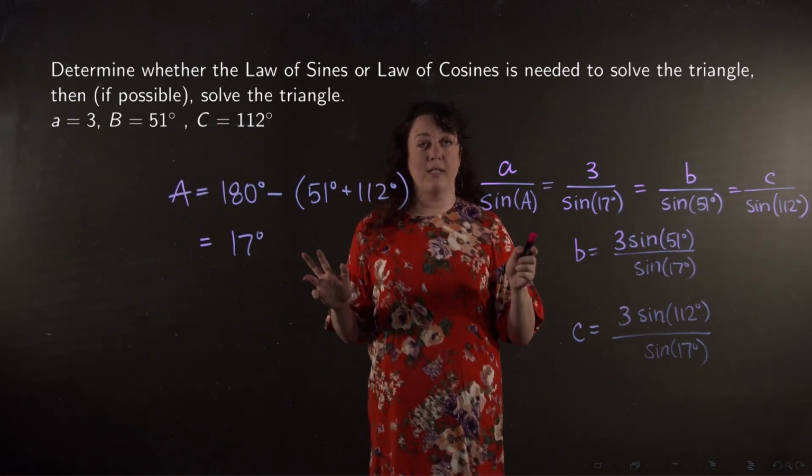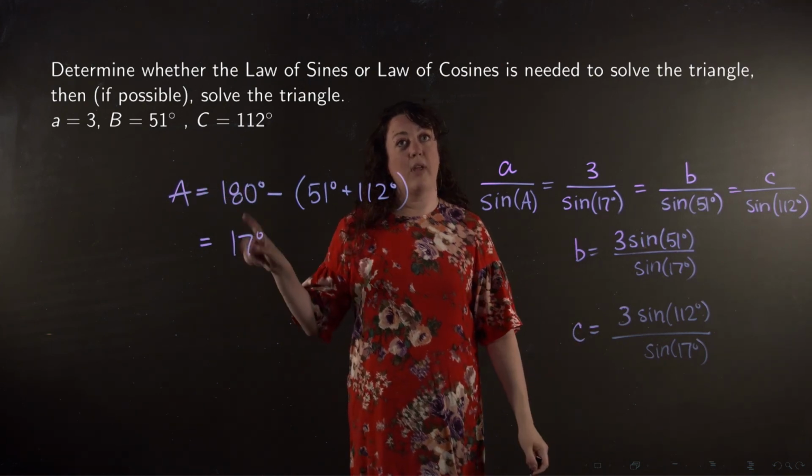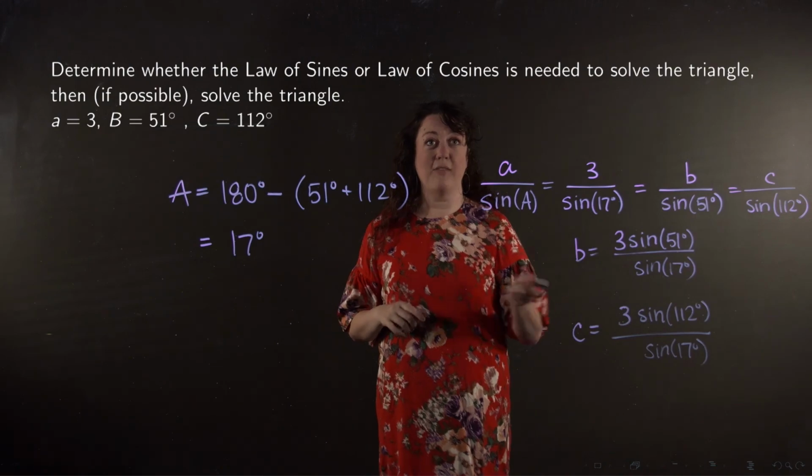We've figured out the rest of the triangle. We have side length a, we got b and c. We have angle A, we were given B and C. So we have the whole information. We can draw this triangle given this information.